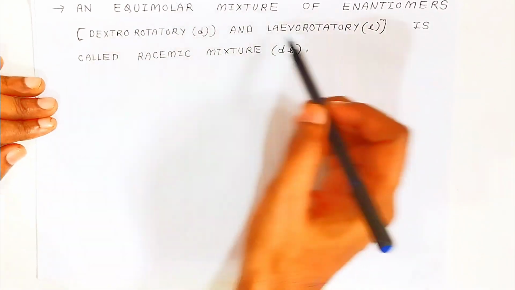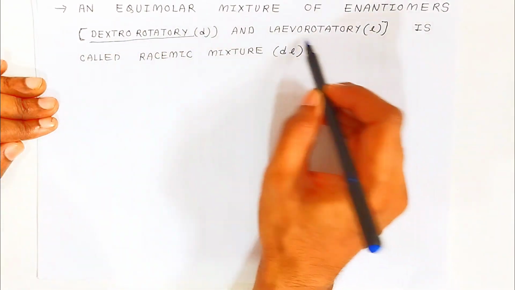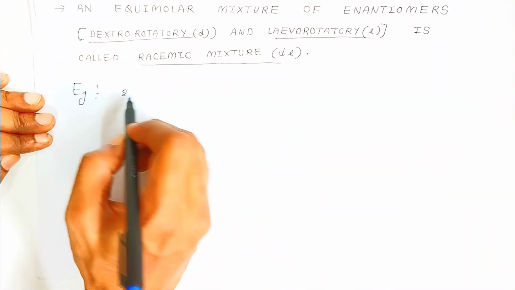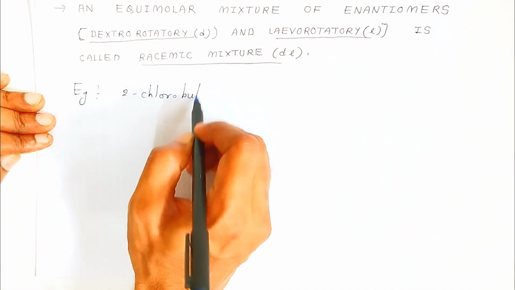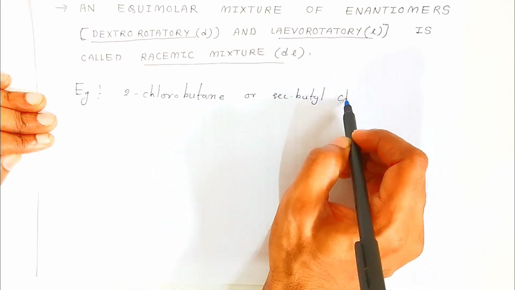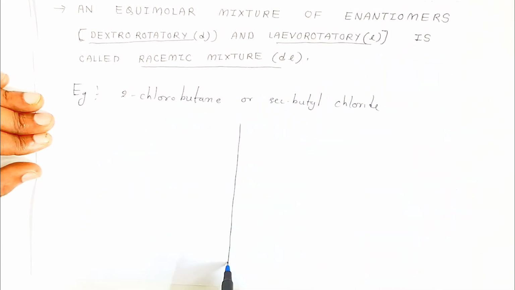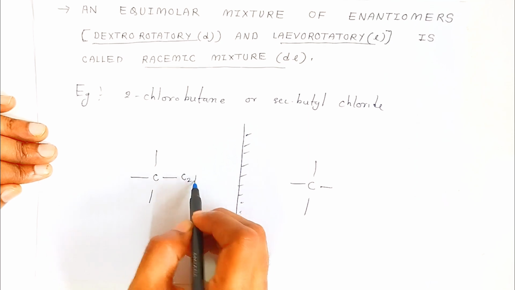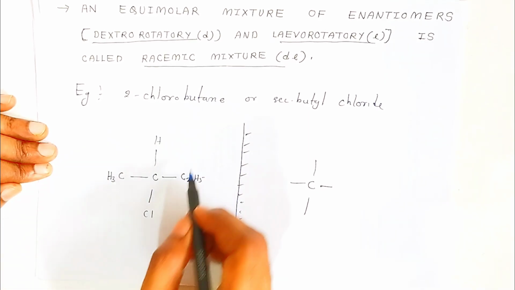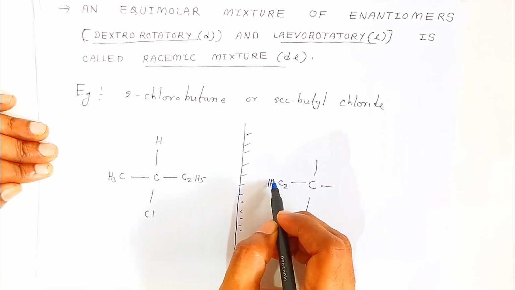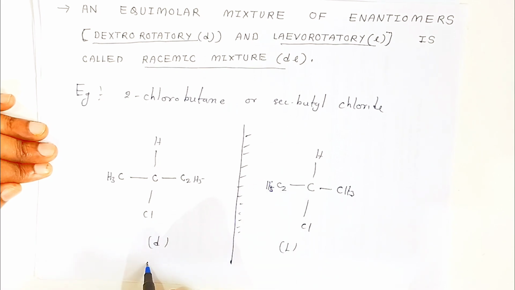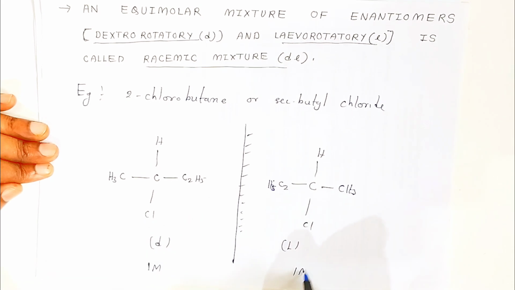An equimolar mixture of enantiomers, dextro and laevo, is called a racemic mixture. Say for example, again you can see the example of 2-chlorobutane, or you can also say secondary butyl chloride. Same structure students. This is C2H5, this is CH3, hydrogen and chlorine. If this is a dextrorotatory substance, then this will be laevo.